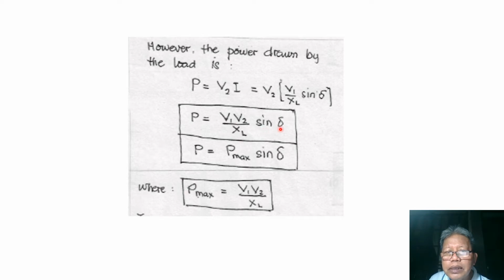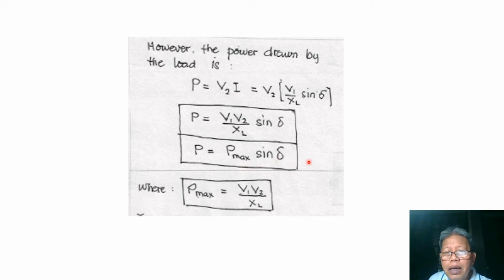Now we call the coefficient of sine delta the maximum value, because sine delta can take only values from -1 to 1, so the maximum value of sine delta is 1. So when this is 1, the maximum value of our P would just be equal to V1 times V2 over XL. And we just call this our P max. So our equation for power, therefore, would be equal to P max times sine delta.